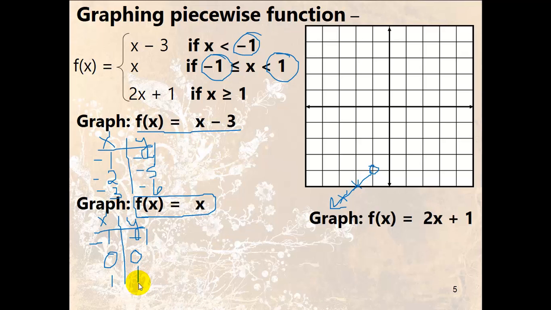Now I'm going to graph that. Actually, I should have put that in a different color. I'm going to change that to red. So I get -1, -1. This is a closed dot. And so is this one, because they're, oh, nope, that one's open. So I'm going to go -1, -1, closed.